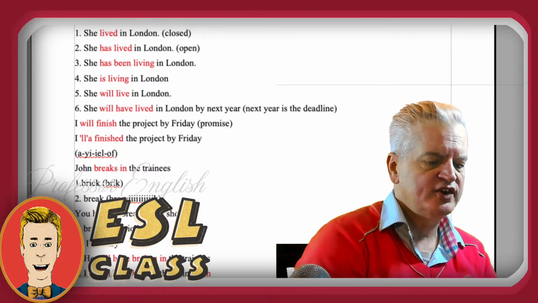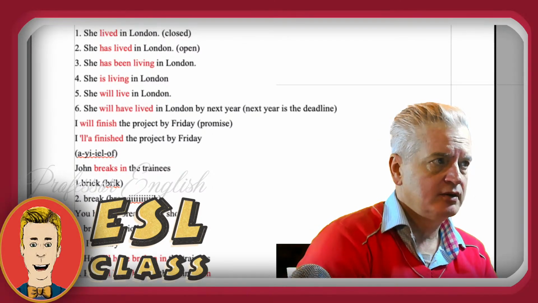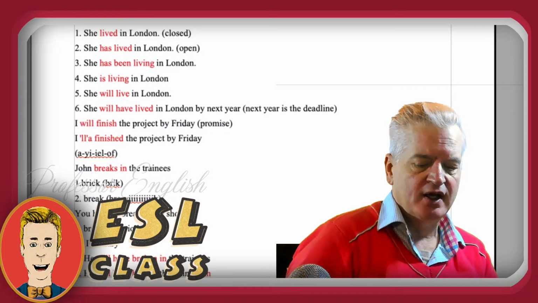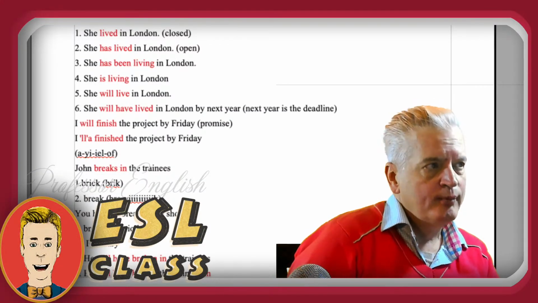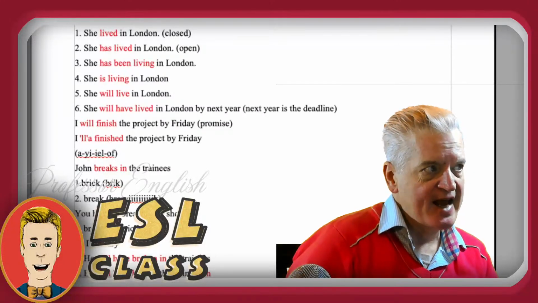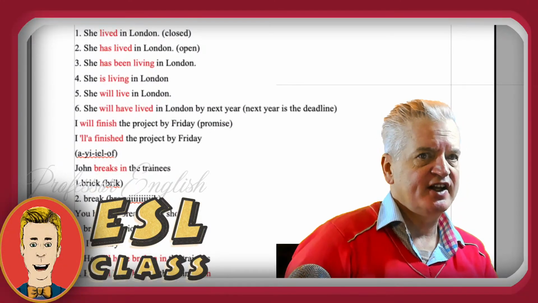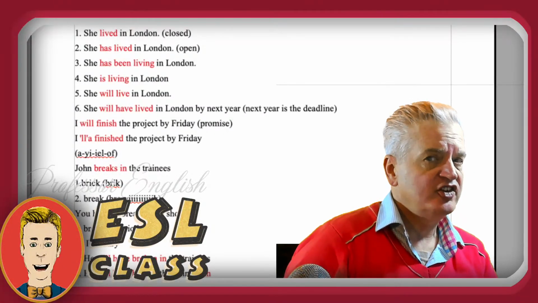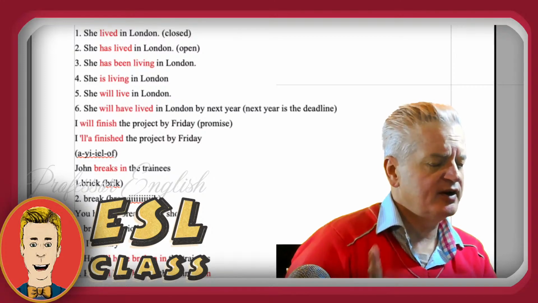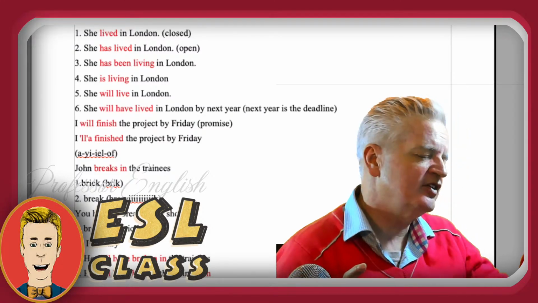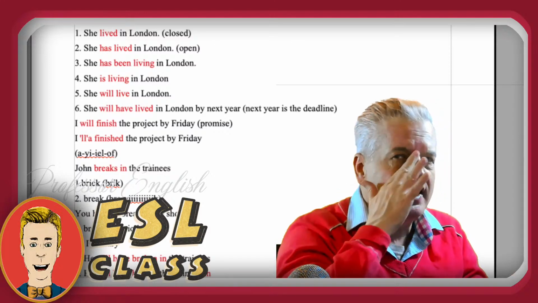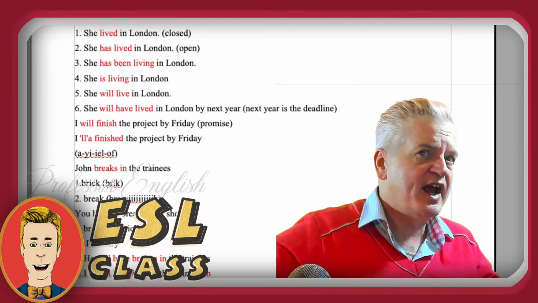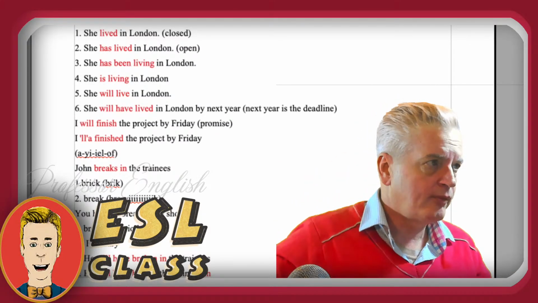Number 2 starts in the past, but then it's still open. Okay? It doesn't mean that it's happening now. If I say she has lived in London, she does not live there now. It's clear that she does not live there now. It just means she did it in the past, and for some reason it's open. Maybe in the future it could happen again. It's open.